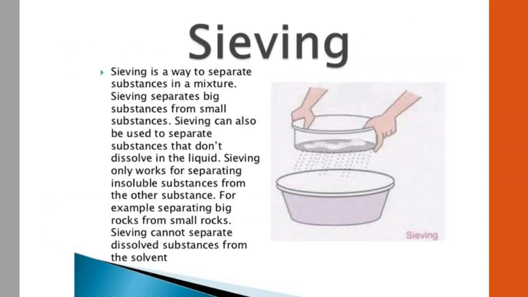Sieving. A sieve is similar to a strainer. Sieving is used when we have to separate solid particles of different sizes. Example, sand from gravel. Sieving can also be used to separate substances that don't dissolve in the liquid. Sieving only works for separating insoluble substances from the other substances.